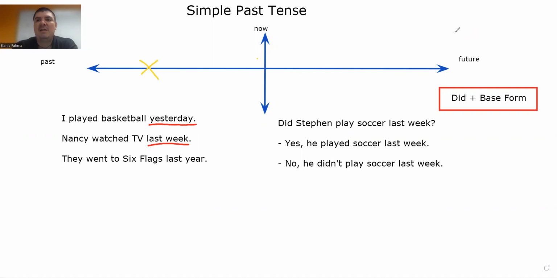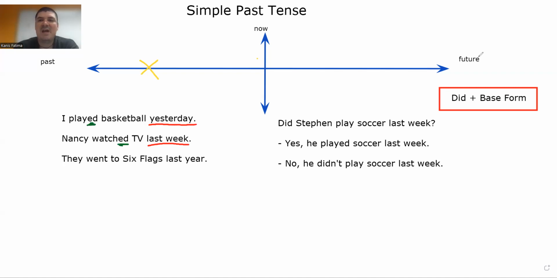Now, in past tense, we have regular and irregular verbs. For regular verbs, you're just going to add ed at the end of the verb. I played basketball yesterday, or Nancy watched TV last week. Irregular verbs have their own special spelling. There are no rules. For example, the past tense of the verb go is went.